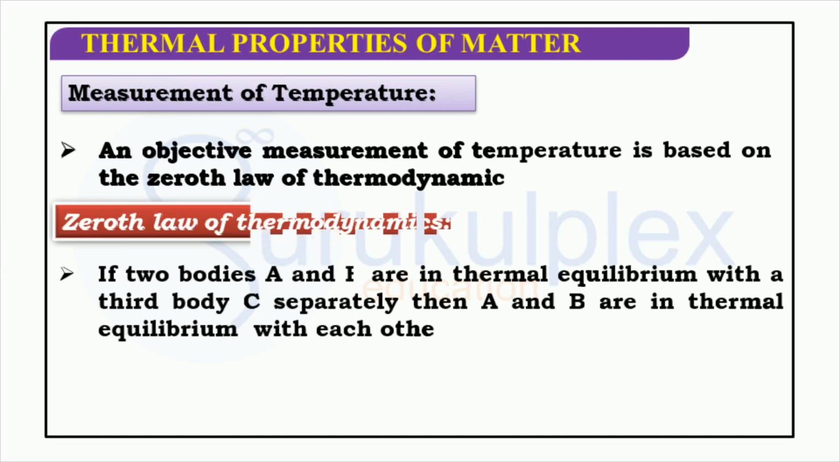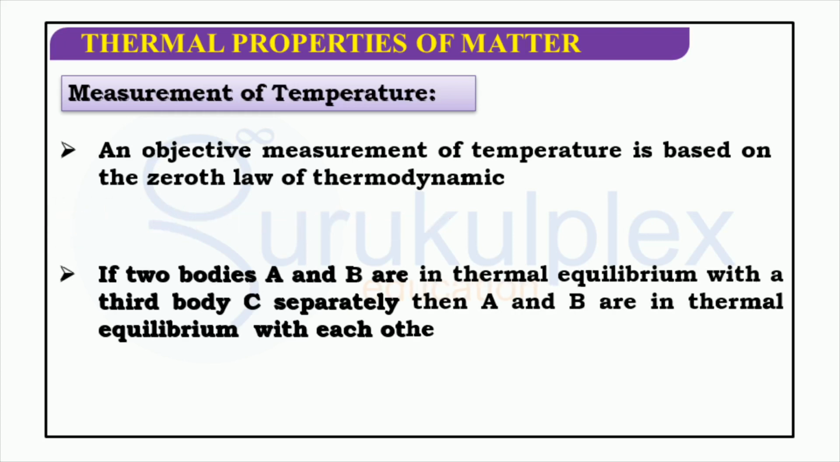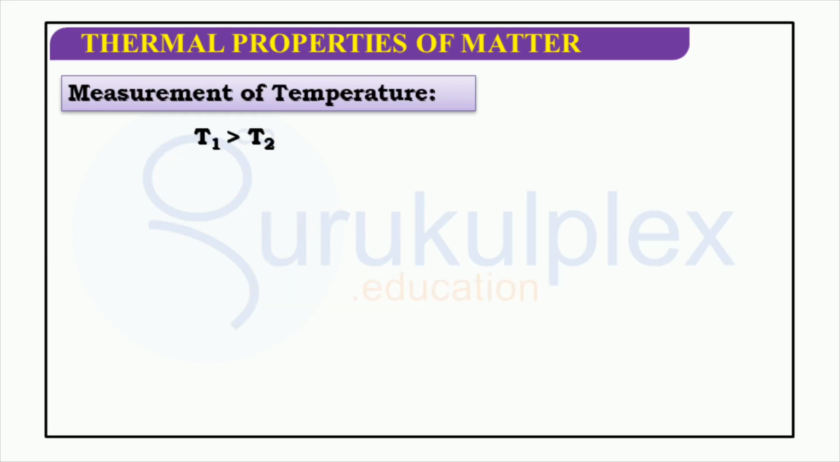The zeroth law of thermodynamics states that two bodies, A and B, are in thermal equilibrium with each other if they are both in thermal equilibrium with a third body. This law enables the accurate measurement of temperature and comparison to a reference point to determine its value. Through this method, the temperature of any object can be accurately measured and documented.